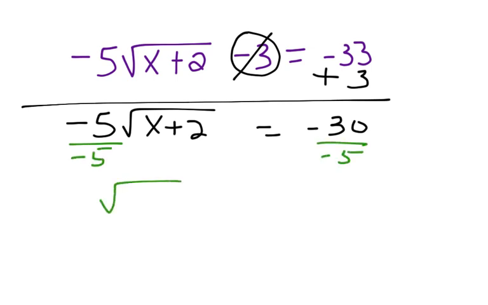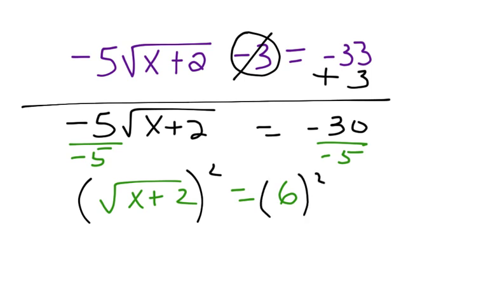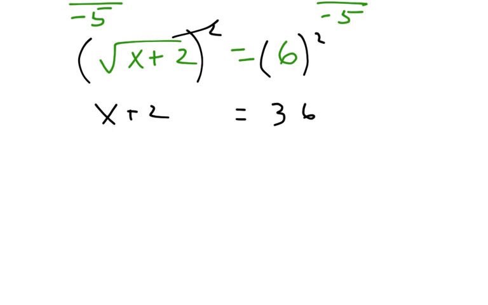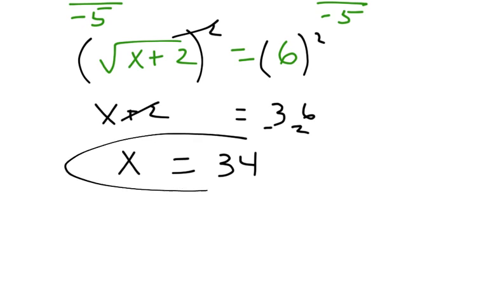And so you get square root of x plus 2 equals 6. You square both sides. We've isolated, we square. And so that gives us 36 on the right side. And the radical and the square cancel each other out. So that's going to give us x plus 2. And if you solve this, you move the 2 across, you get 34. So 34 is my answer.